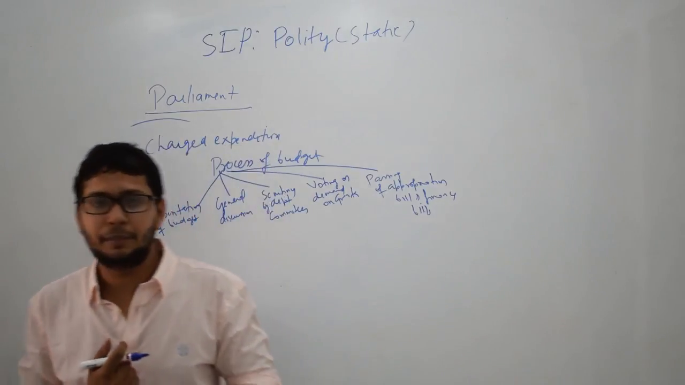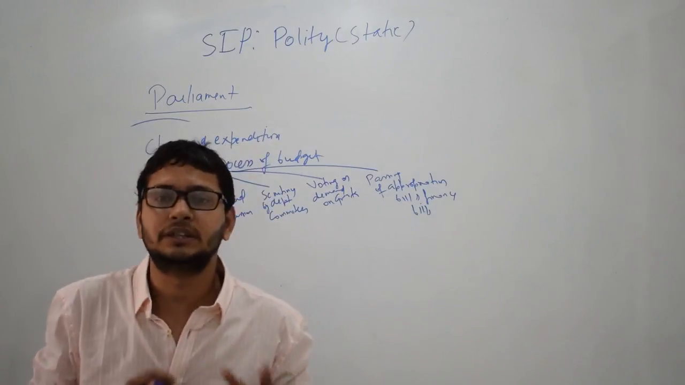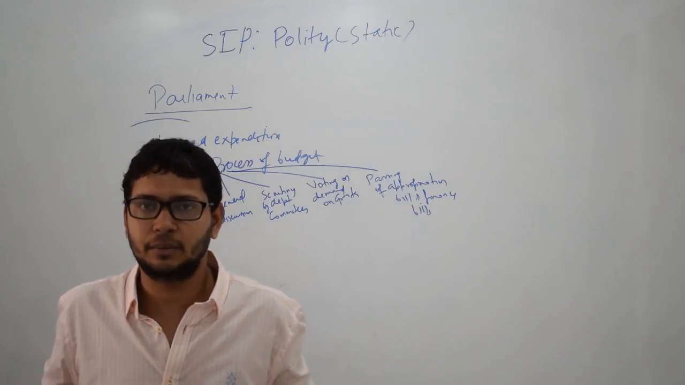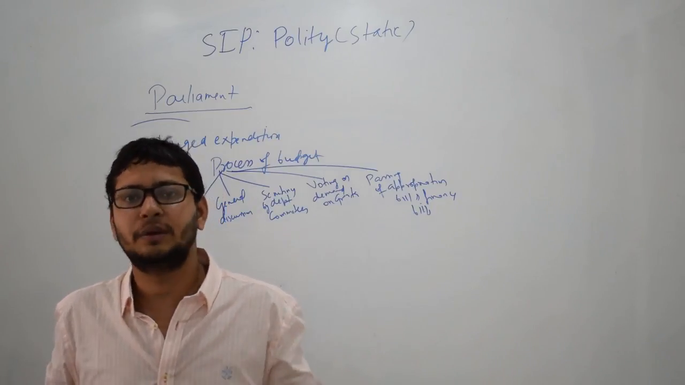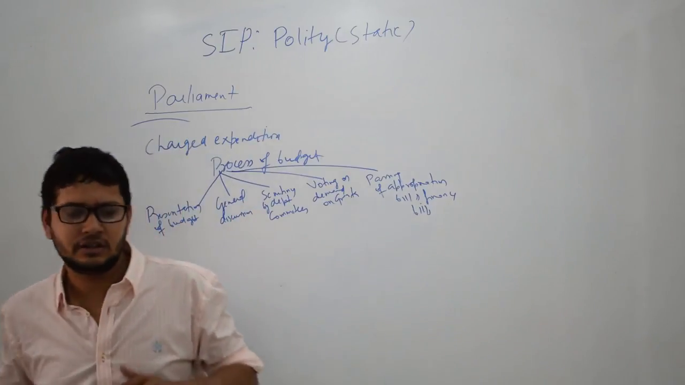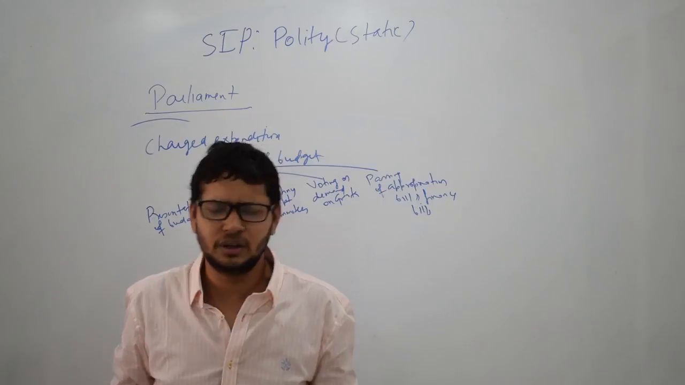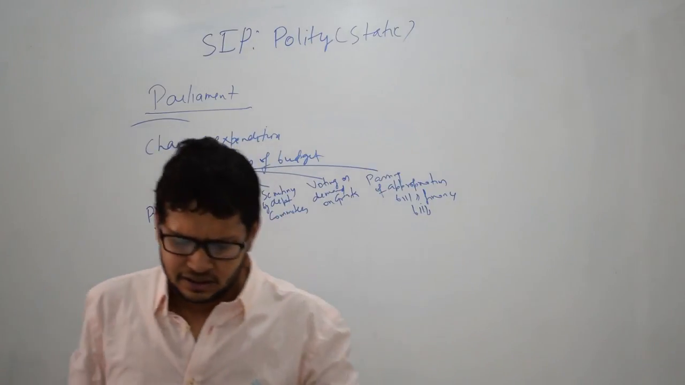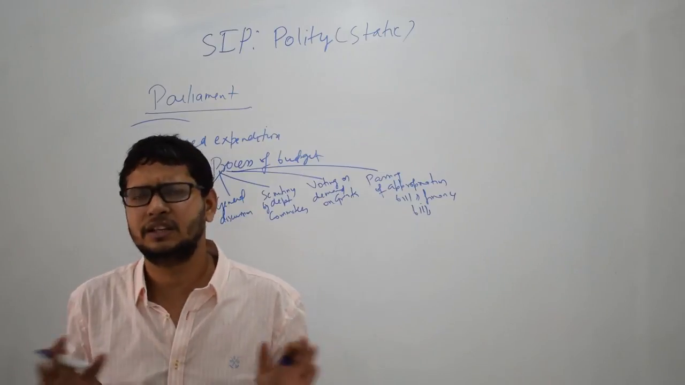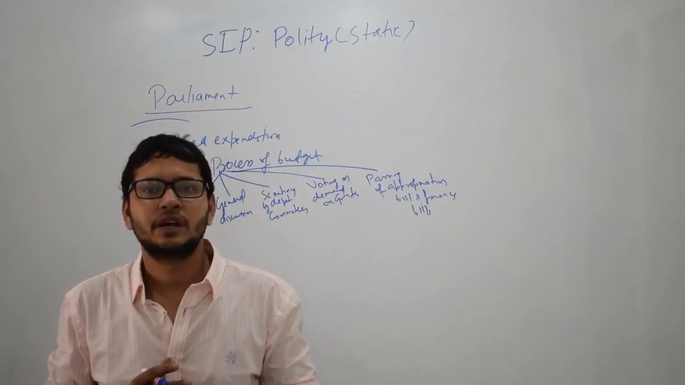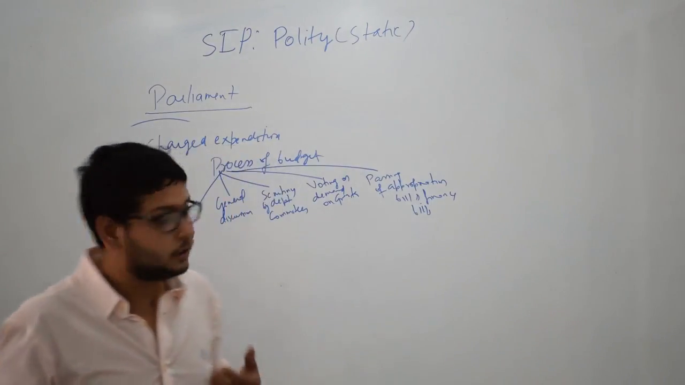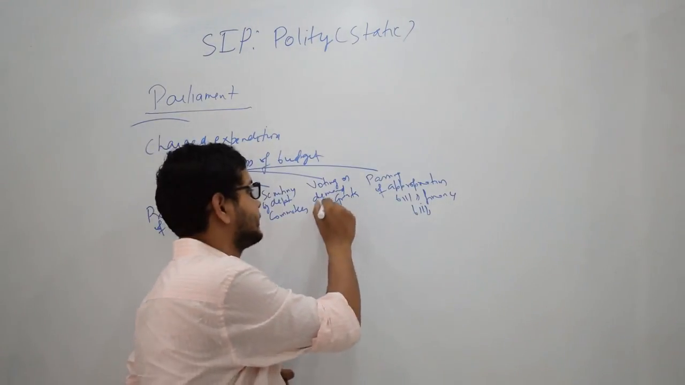So the budget used to be presented in two things, the railway budget and the general budget, but now it's abolished. Now there is only one budget, which is general budget. Next is the general discussion, very common things, no need to remember anything. Third is scrutiny by departmental committees, again nothing special to read here. Fourth is important, which is voting on demand for grants.